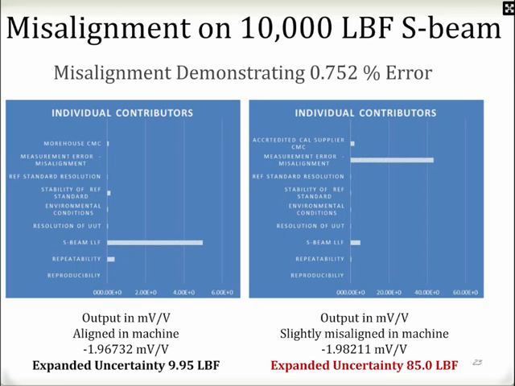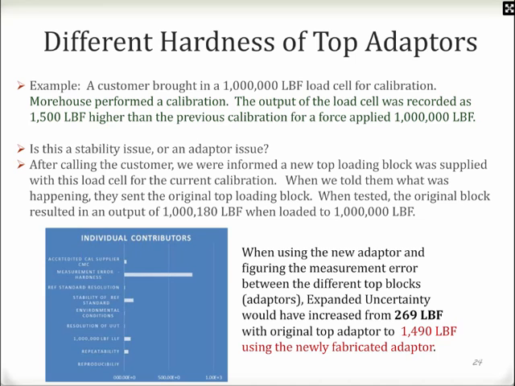If we go over to the right, we misalign. We put an error in. Say somebody's out in the field making a measurement and they're not testing right, or somehow they have this same device misaligned. We've quantified that error in our test. So if they're thinking they're calibrating something to 9.95 pounds of force, and they accidentally misalign the specimen, we're showing the expanded uncertainty would go from 9.95 to 85 pounds just from that slight misalignment on that S-beam cell.